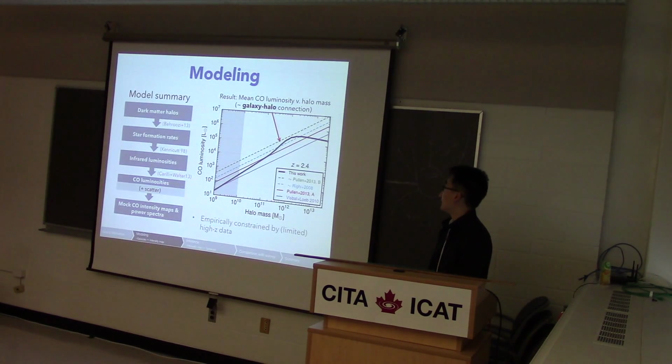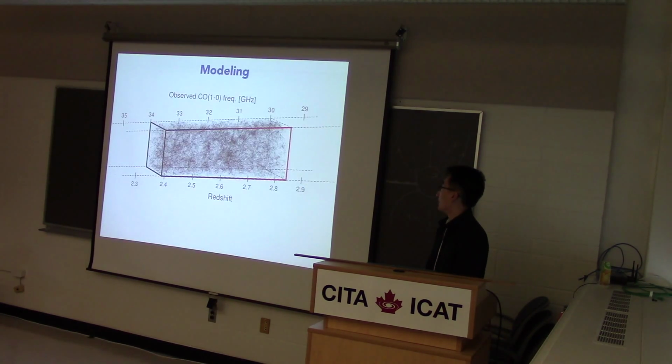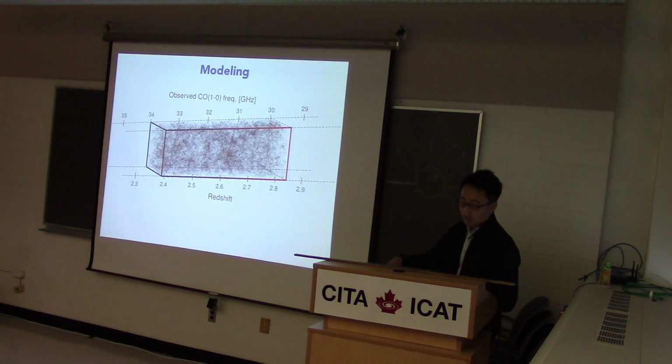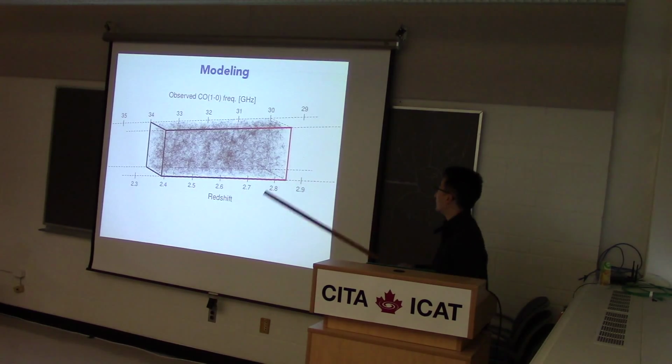OK. So for a bit more visual intuition on this, what I'm showing here is a 3D rendering of the halos in one of our renditions of the Pathfinder volume. And I'm plotting also for reference here the redshifts that these halos are at and the observed CO frequencies. Okay? And as you go to the right, you're going further back in time or to higher redshifts.